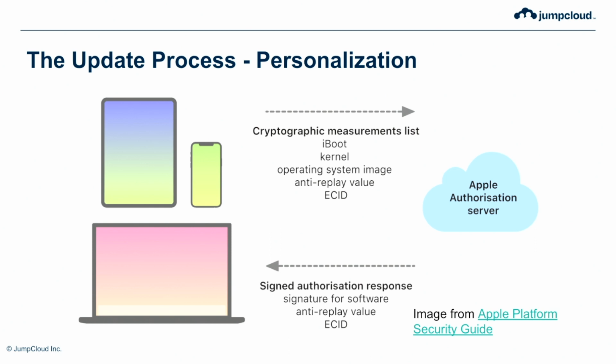In this particular case, your computer is going to send to Apple a list of measurements of the existing system, and it is going to send it to that Apple authorization server as part of that process. In response, Apple is going to send back to you, the end user computer, a list of appropriate pieces. It's going to give you a signature for the new operating system that you are about to install. It is going to give you an anti-replay value or a number once, or a nonce.